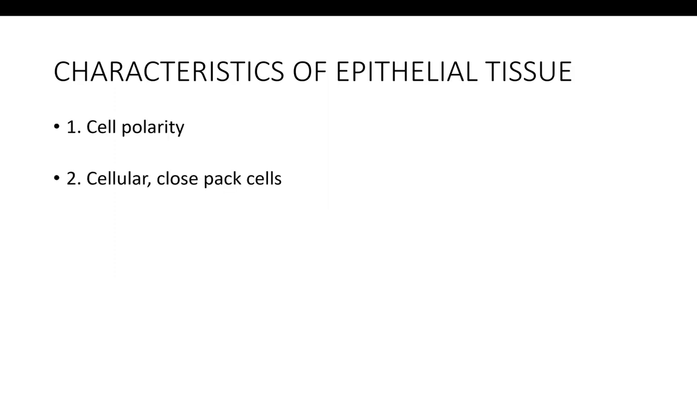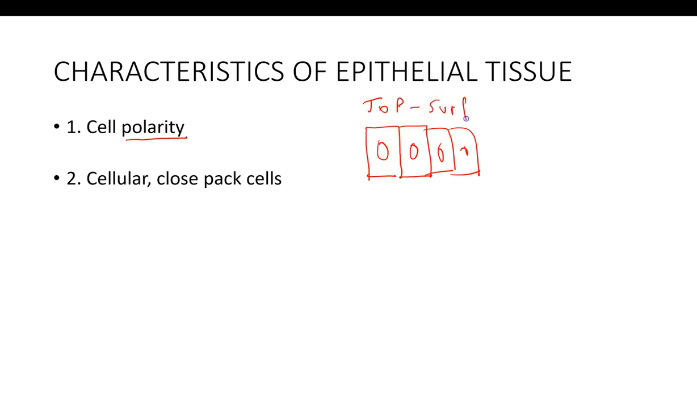Characteristics of epithelial tissue. First of all, if you think of epithelial tissue as a carpet, then you'll realize that epithelial tissue has polarity, meaning it's going to have 2 environments. Just like a carpet has 2 environments. The top of the epithelial tissue is going to be on the surface of the organ, and we call this the apical surface of the tissue.